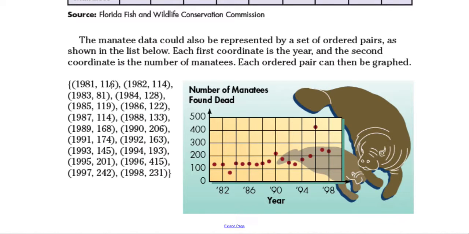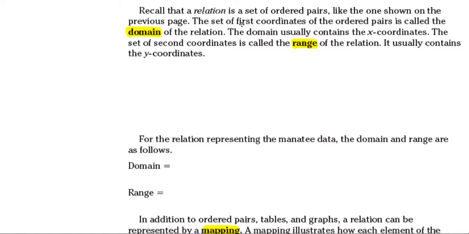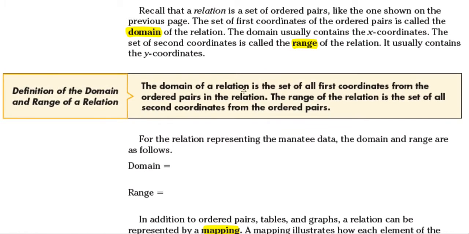We need to recall that a relation is a set of ordered pairs, like the one shown on the previous page. The set of first coordinates of the ordered pairs is called the domain of the relation. The domain usually contains the x coordinates. The set of second coordinates is called the range of the relation. It usually contains the y coordinates. So we'll define the domain and range of a relation as follows: the domain of the relation is the set of all first coordinates from the ordered pairs in the relation. The range of the relation is the set of all second coordinates of the ordered pairs.